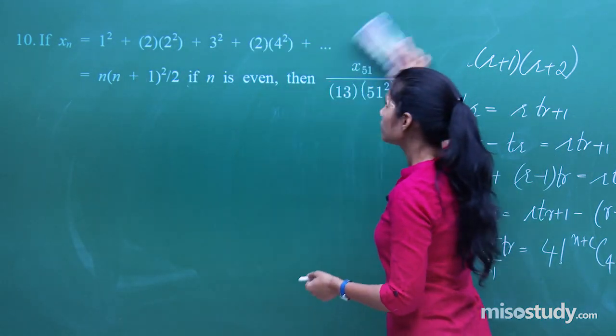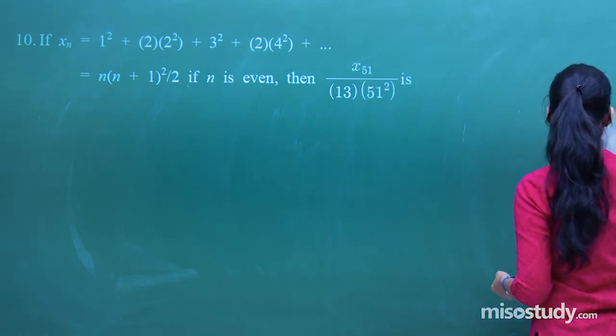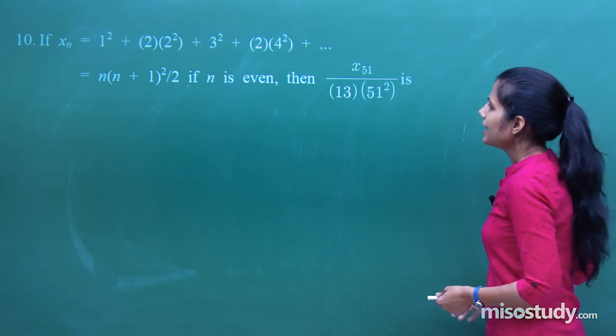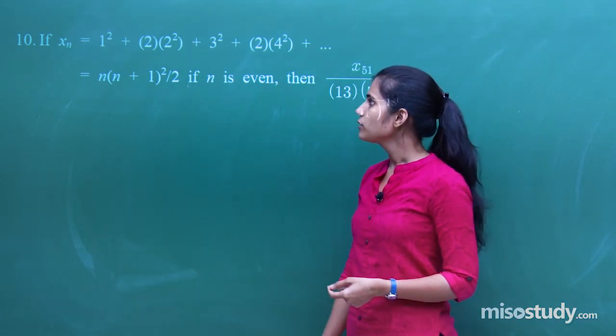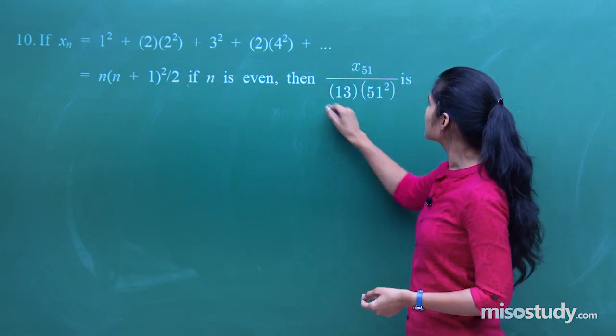If xn is 1 square plus 2 into 2 square plus 3 square plus 2 into 4 square and so on, and that is also given to you as n into n plus 1 whole square whole upon 2 if n is even, then calculate this.